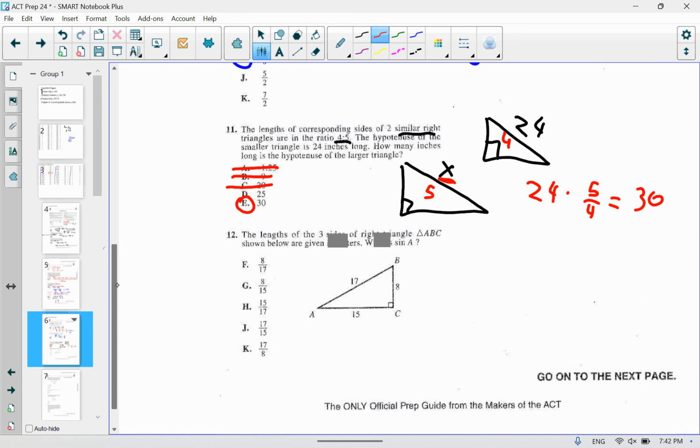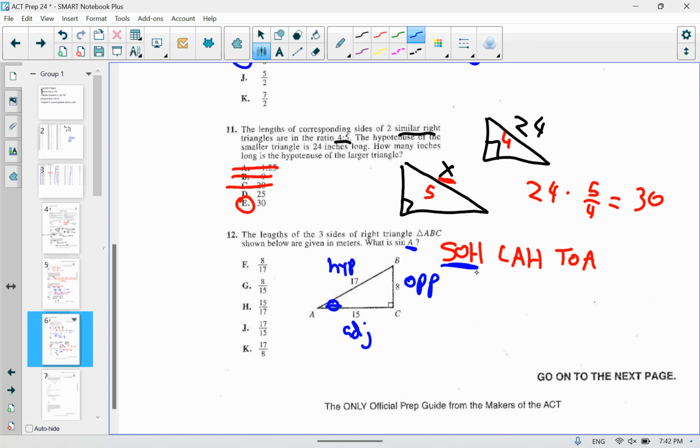Lengths of the 3 sides are given. What is sine of A? Remember, this is all that SOH CAH TOA, and it frames it from A. So from A, this is my opposite side, this is my hypotenuse, and this would be my adjacent side. So sine is opposite over hypotenuse, so that would be 8 over 15. So letter G.